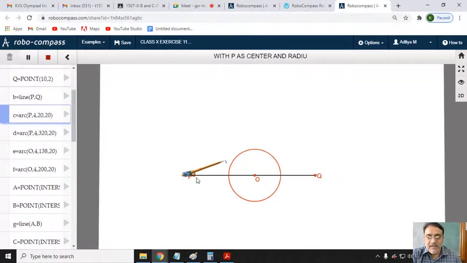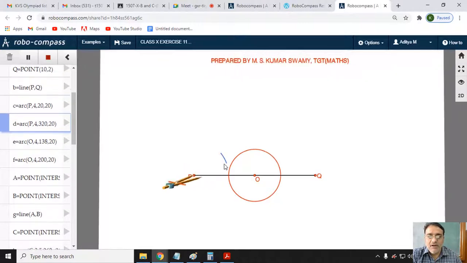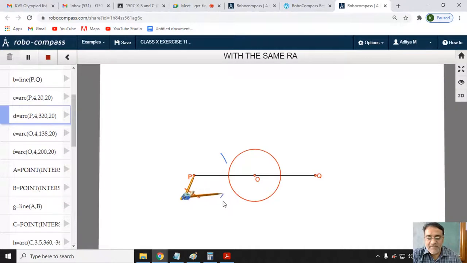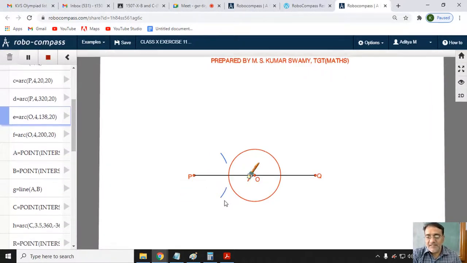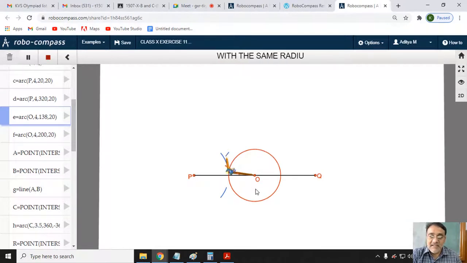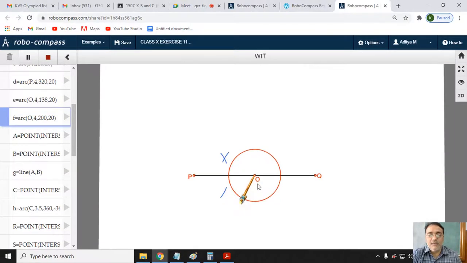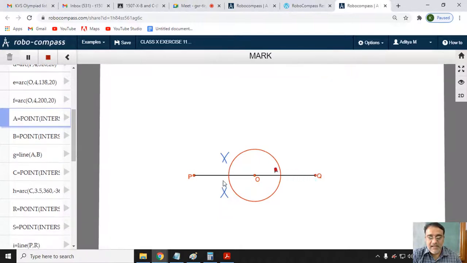Now with center P we are going to draw 2 arcs on both sides, such that the radius should be more than half of OP. Otherwise they will not intersect. And with center O and the same radius we are going to draw arcs on both sides. Both will intersect at points A and B.